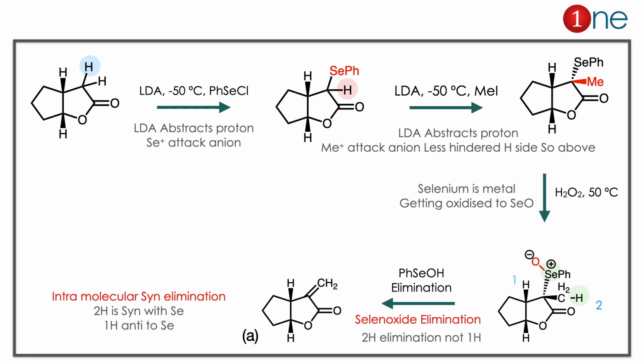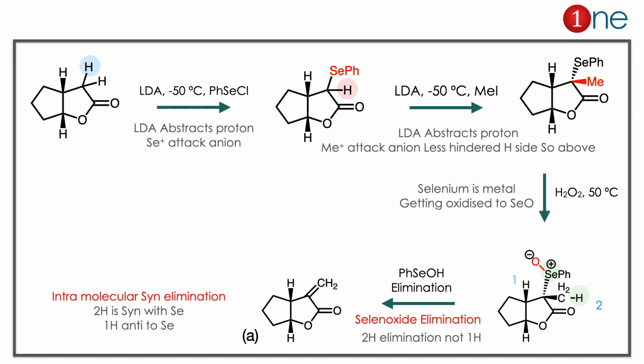But the ring hydrogen 1 is trans to it. But the side chain hydrogen is cis to it. So it is removed from there. So the reaction is very much possible with the second hydrogen because selenium oxide elimination is a syn elimination. So you have an alkene in the side chain, which is answer A. Here the ring stereochemistry didn't get disturbed.